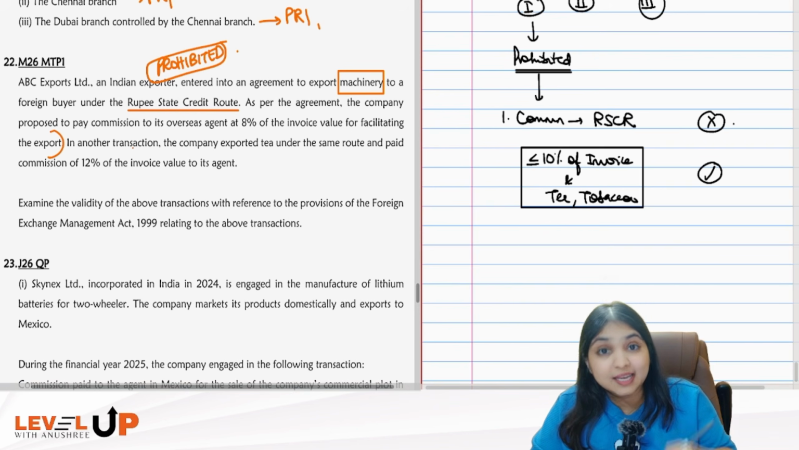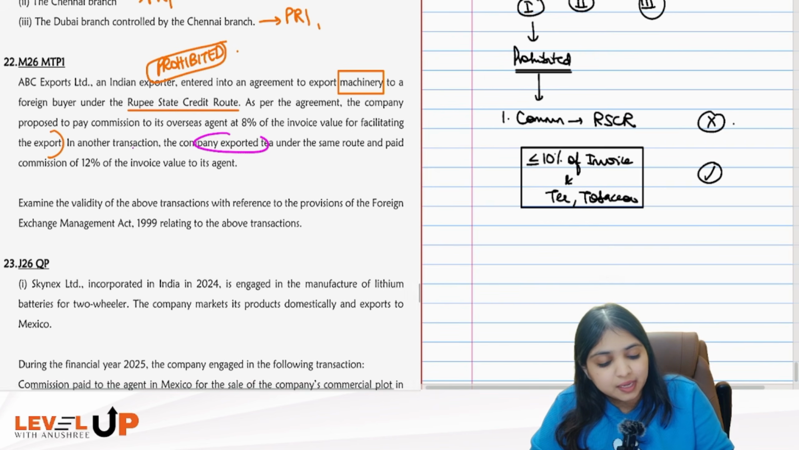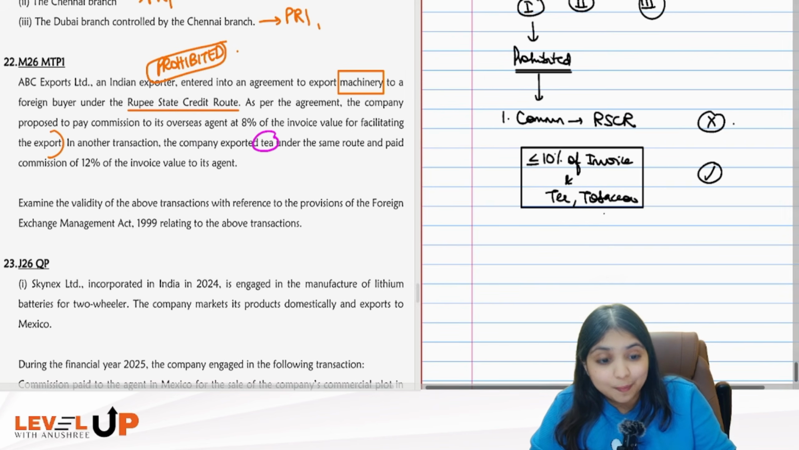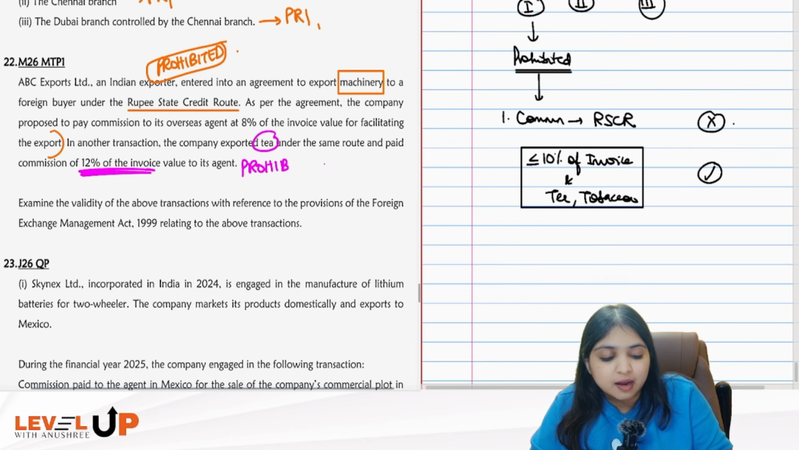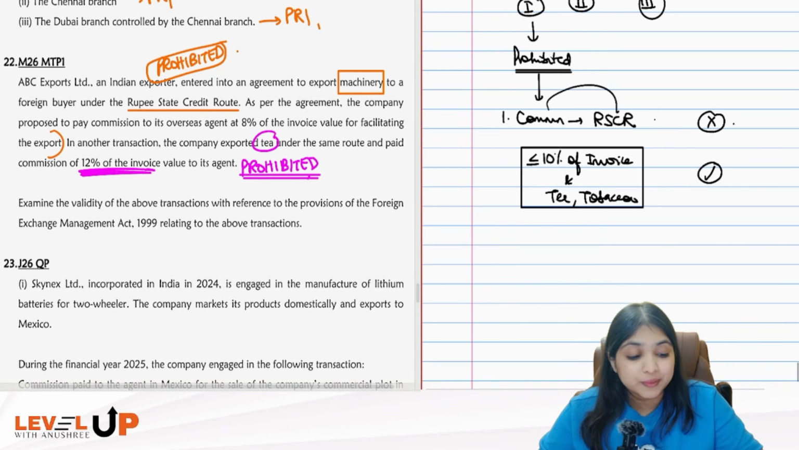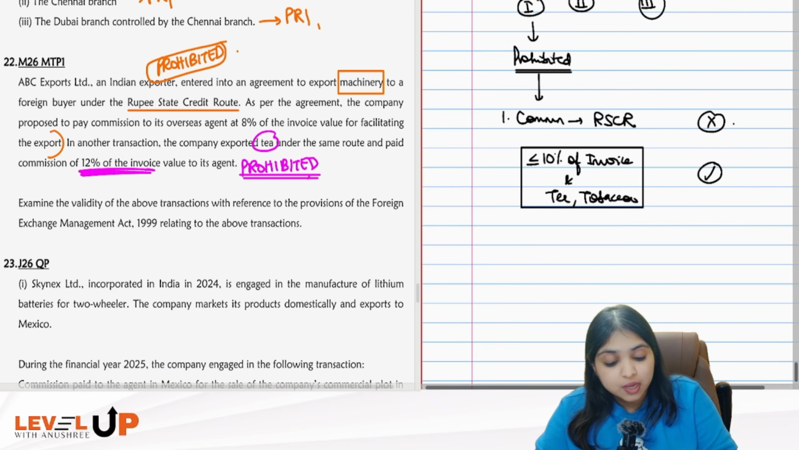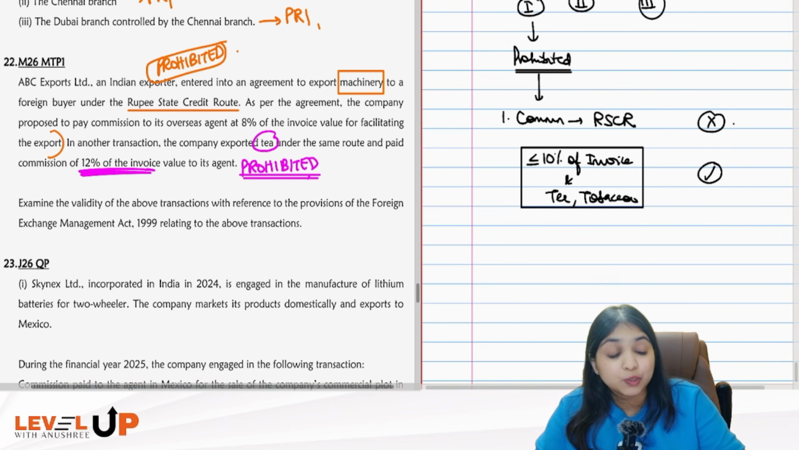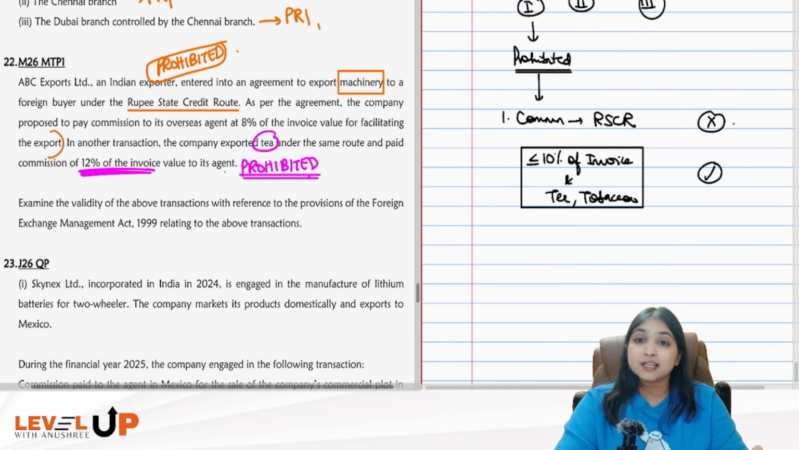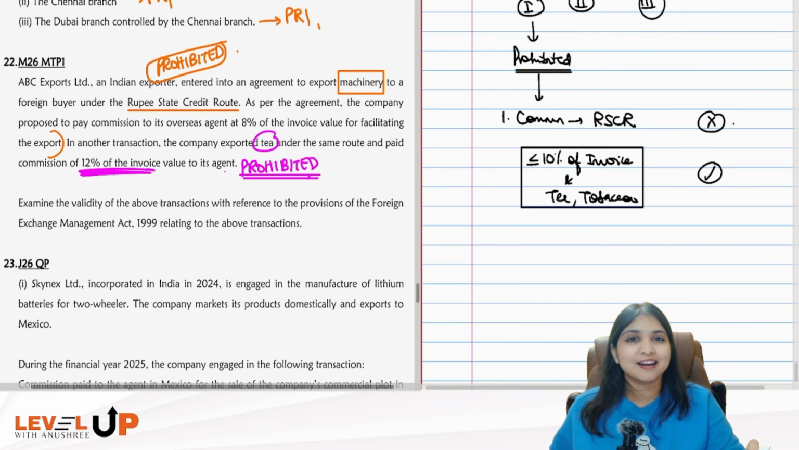Then the question says, in another transaction, the company exported tea or tobacco under the same route and paid commission of 12% of invoice value. Even this will become a prohibited current account transaction. Why? If the commission under rupee state credit route is for tea or tobacco, it is a permitted transaction, but the commission has to be within 10% of the invoice value. Here commission is 12% of the invoice value, more than 10%. So even this will become a prohibited current account transaction. Both will become prohibited current account transactions.